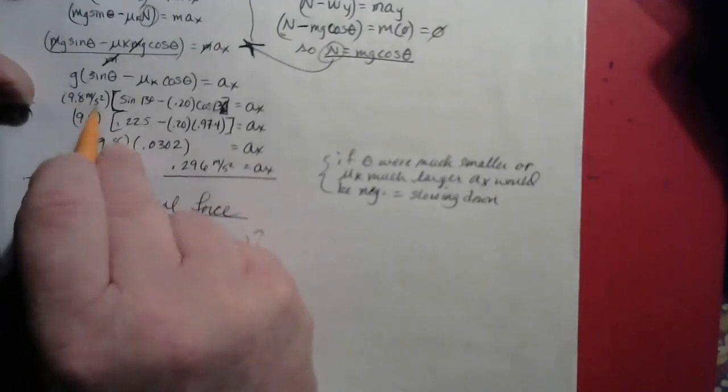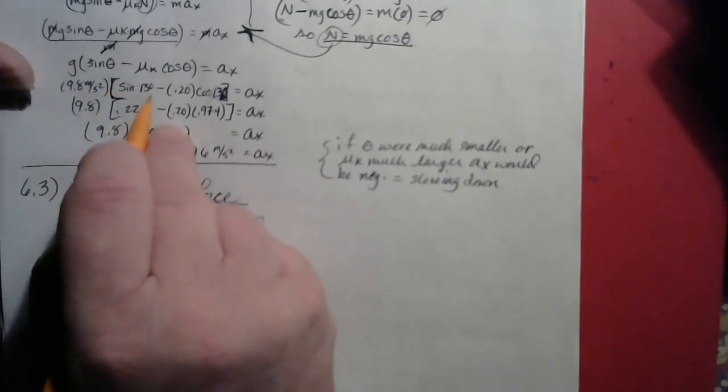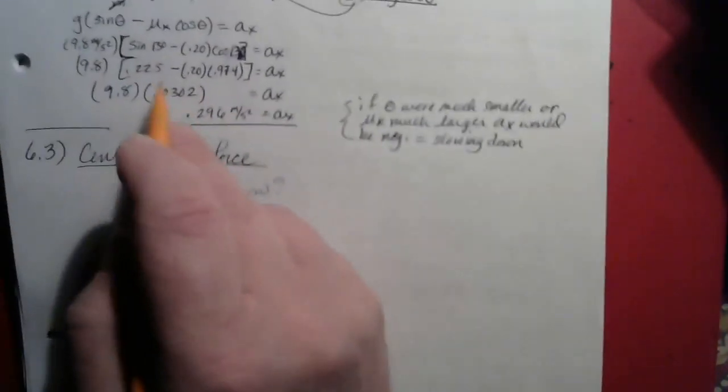We know what g is. That's 9.8 meters per second squared. And that's going to be times the sine of 13 degrees minus mu sub k, which they told us up here was 0.2, times cosine of 13 degrees, should be equal to a_x. So that's 9.8 times 0.225 minus 0.20 times 0.974, and that comes out to 0.296 meters per second squared.